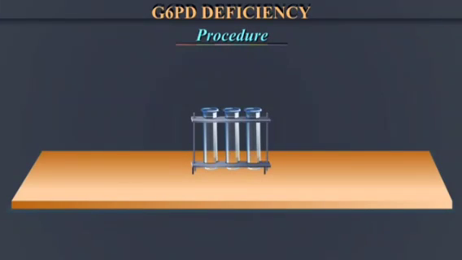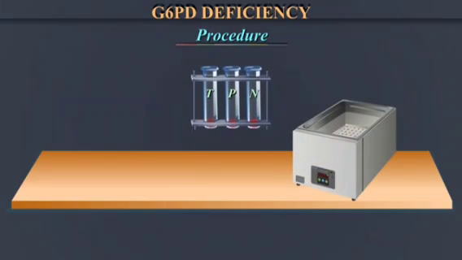Procedure. Take 3 test tubes and label them test, positive control and negative control. Add the reagents as under. Reagent sodium nitrite 0.1 ml to the test, 0.1 ml to the positive control and nil to the negative control. Reagent methylene blue solution 0.1 ml to the test, nil to positive control and nil to negative control. Sample blood 2 ml to the test, 2 ml to the positive control and 2 ml to the negative control tubes.